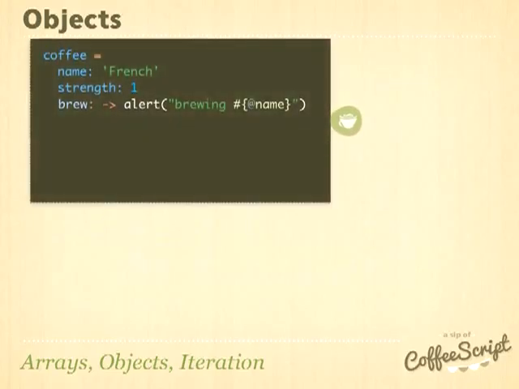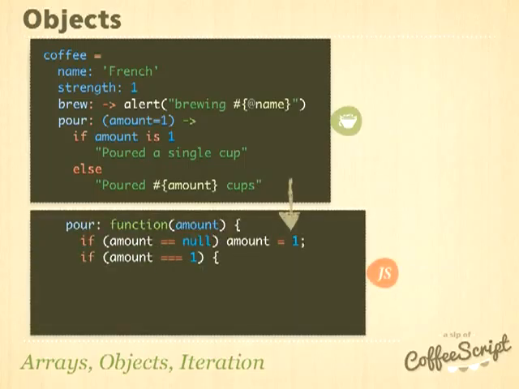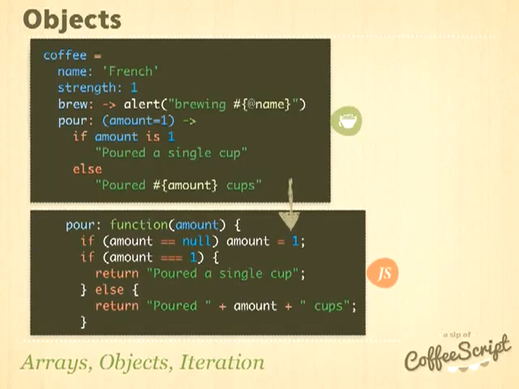Let's add one more function to our coffee object. We're going to call it pour. It's going to have a default parameter of 1 for amount. And that's all there is to it. Here's the JavaScript that's going to generate for that particular function.